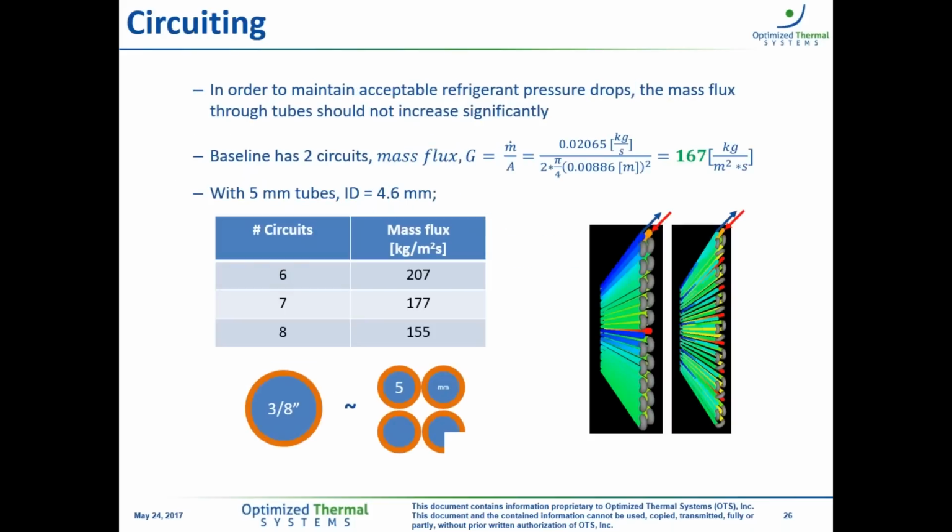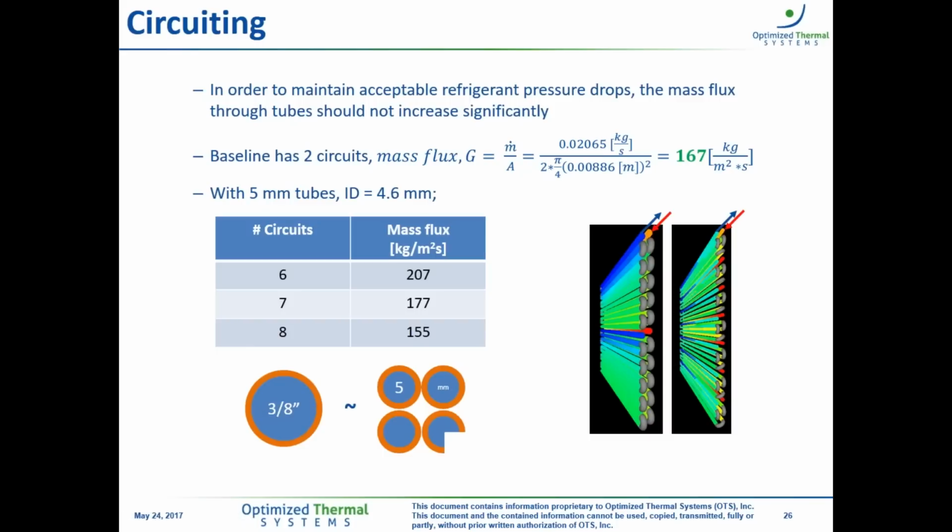So moving forward, we need to look at the circuiting. Now our baseline design has just 2 circuits. Under some typical operating conditions, the mass flux is about 167 kilograms per meter squared second. And we can see visually, if we just look at the cross-sectional area of the 3/8-inch tube compared to the 5 millimeter tube, the flow area requires that we have close to 3 3/4 5 millimeter tubes for every 3/8-inch tube to match the same refrigerant flow area.